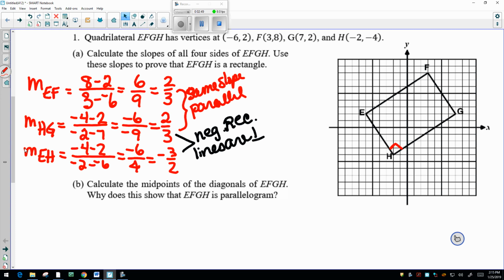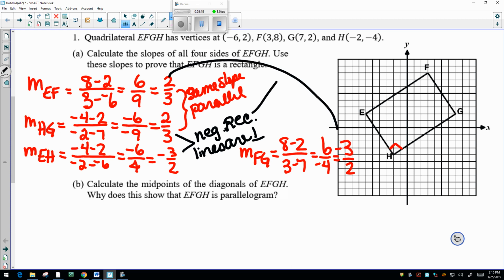Okay, so we want to do one more. We want to do FG, and if we do the slope of FG, plug it in, we have 8 minus 2, and on the bottom, our denominator is 3 minus 7. So again, we're going to have 6 on the numerator, -4 in the denominator, and that again, when simplified, gives us that -3/2. So again, if I look at EF and FG, we get those negative reciprocal slopes, and our lines are perpendicular. So all the way around, we're finding negative reciprocal slopes. And it's asking us to use those slopes to prove it's a rectangle.